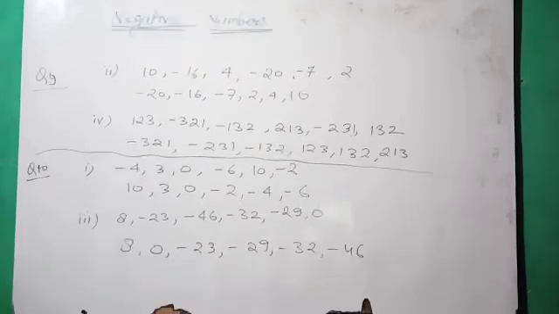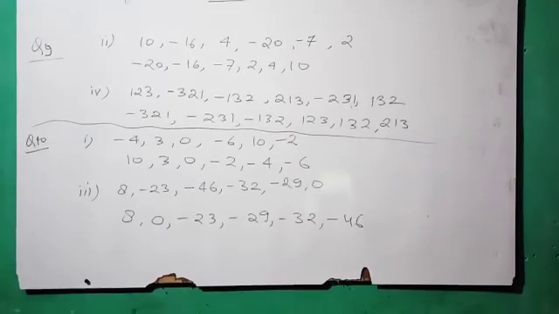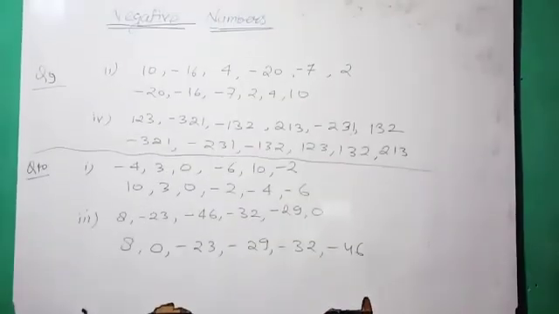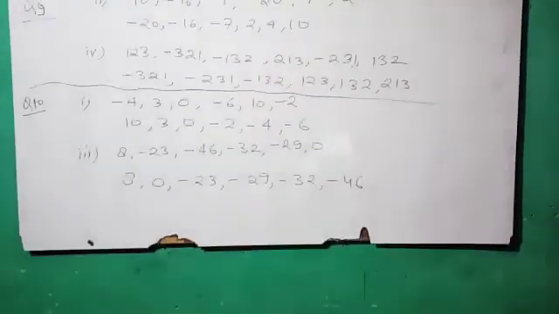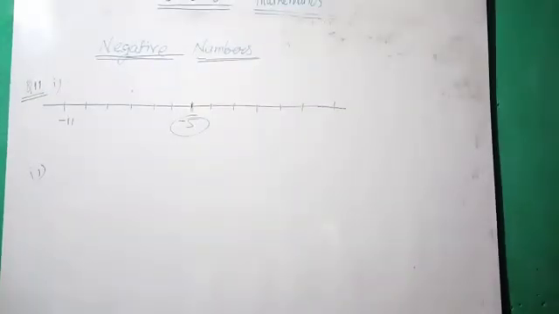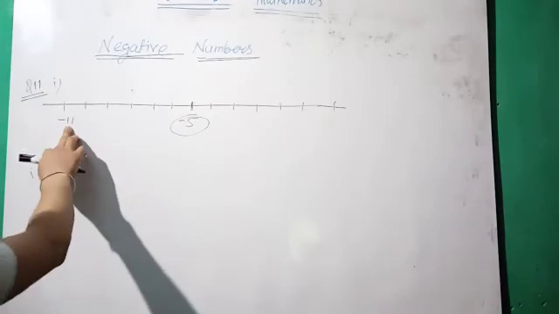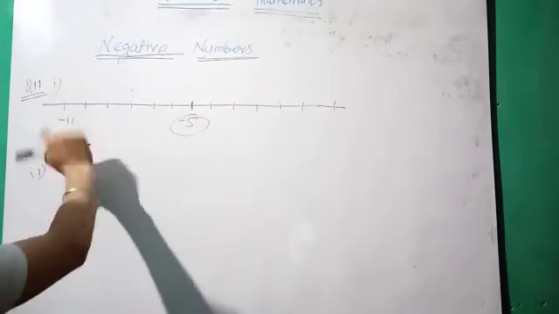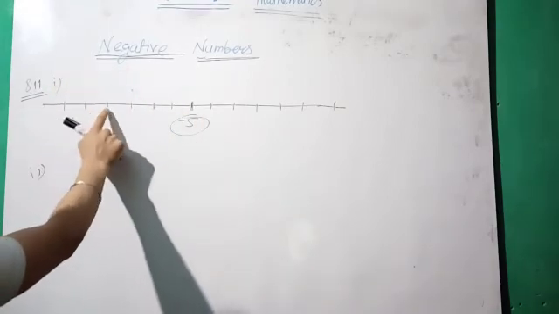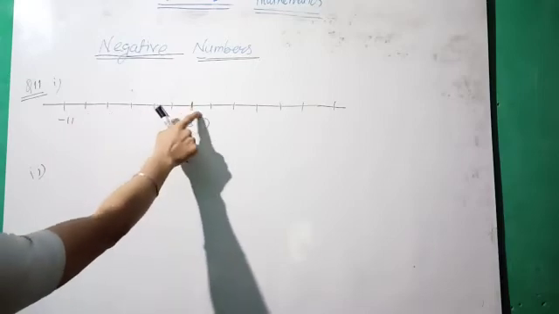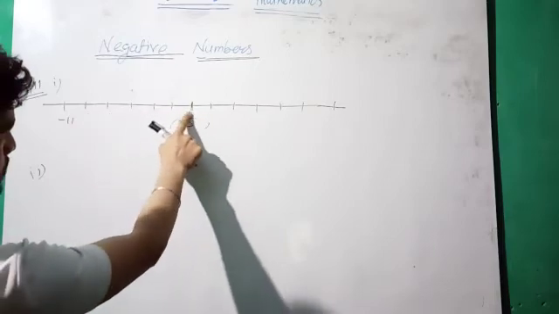Question number 11, using a number line, write the integer which is 6 more than minus 11. First part, 6 more than minus 11. So minus 11, then 1, 2, 3, 4, 5, 6. Okay, so minus 5 is the answer.